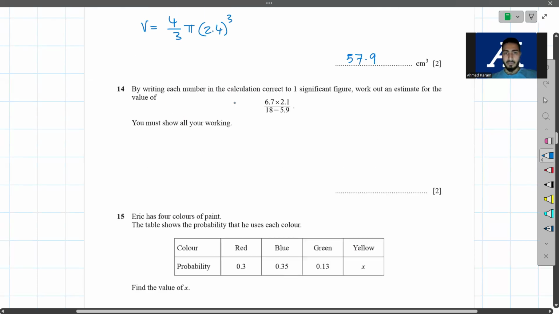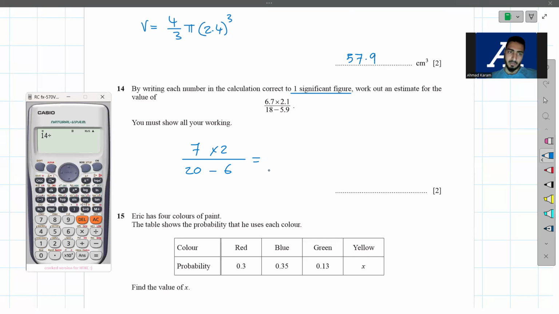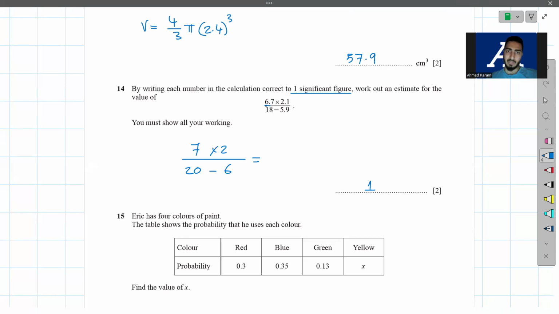By writing each number correct to one significant figure, so I need first to write each number correct to one significant figure. So this is 7 multiply 2 over 20 minus 6. So it's 14 divided by 14, which is equal to 1. Yes, to one significant figure, 6.77 is 7, 2.1 is 2, 18 is 20, and 6.